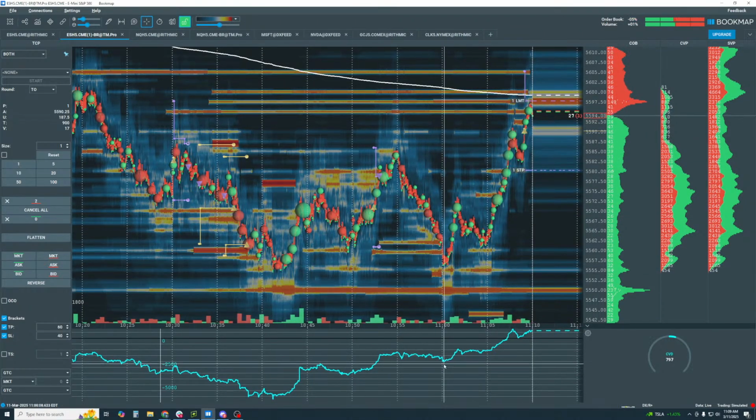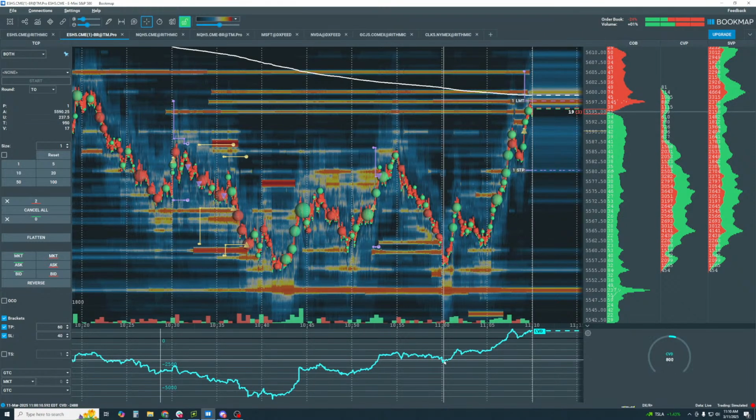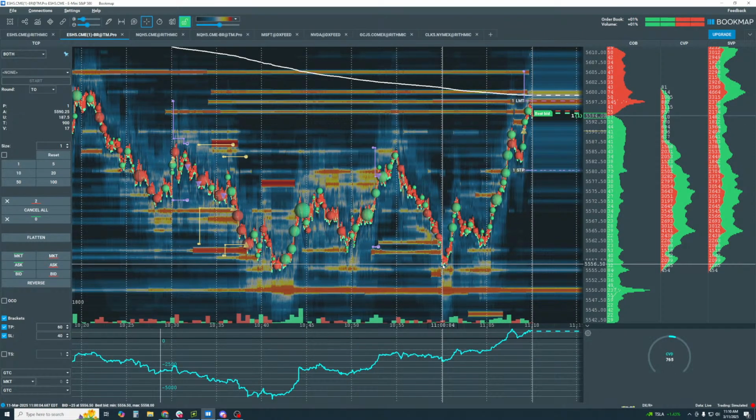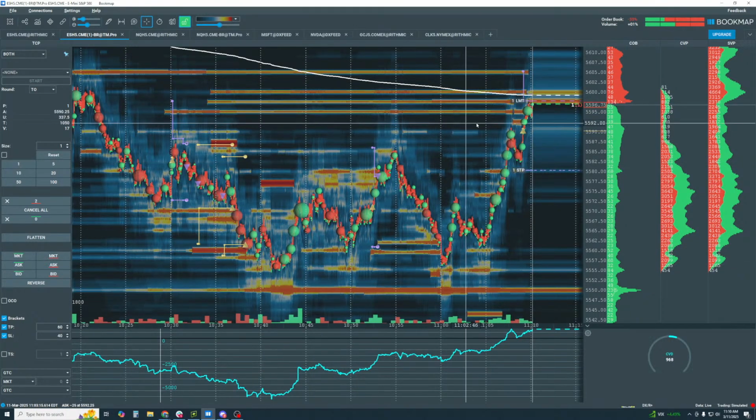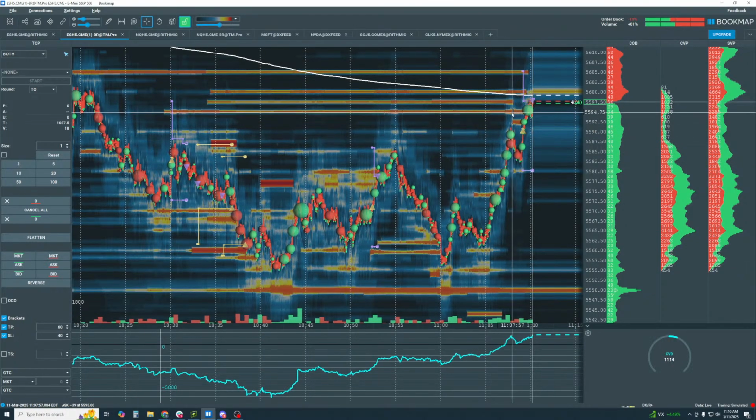Look at your CVD in here. I mean, boy, if that isn't telling you, look at that divergence right here. Massive divergence. And like Alois says, sometimes it's just so easy.